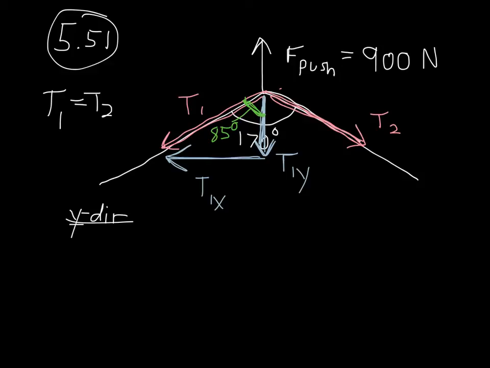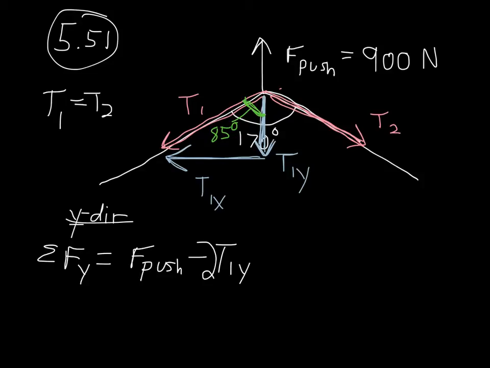Thank you. Let's do the y direction. What forces do I have acting in the y direction? Sum of forces in the y direction. What forces are acting up? F push. What forces are acting down? Minus T1y. What other forces are acting down? T2y. How are T1y and T2y related? They're equal. So can't I just do 2 times T1y? And that'll take care of all the numbers.